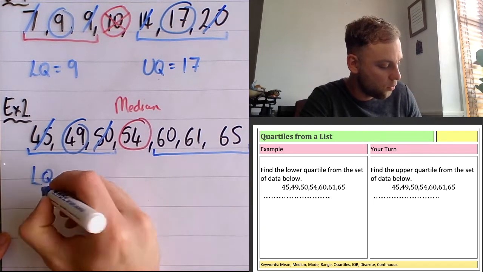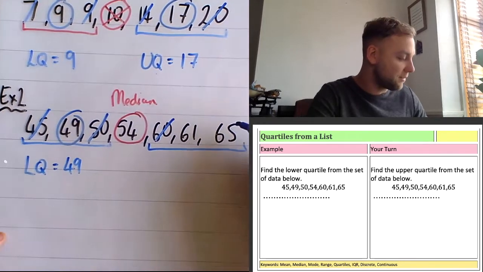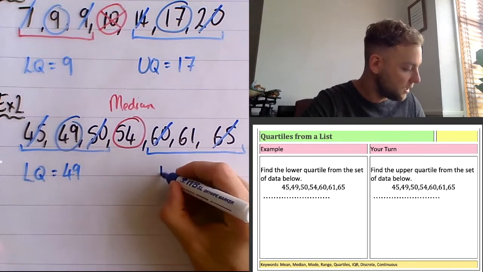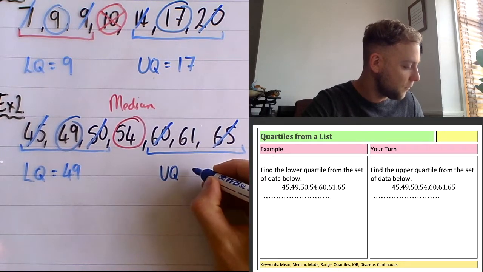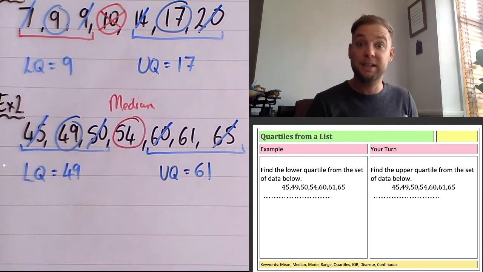So my lower quartile is equal to 49, and then we go from the outside in, so the first and last. Remember, if there were more numbers here, which gives me my upper quartile, which is equal to 61. Super. Brilliant. So that was example 2.